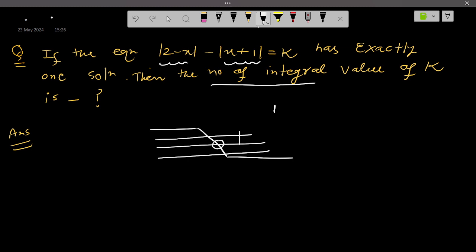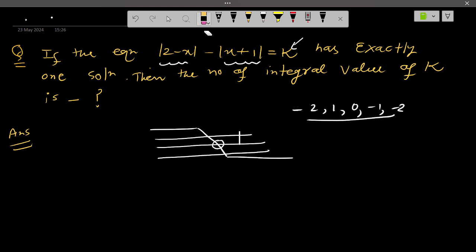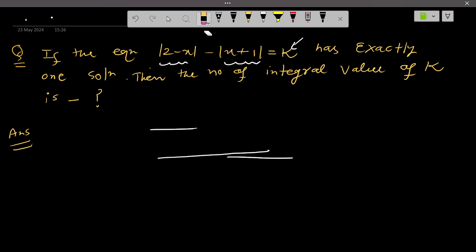So the k values are 2, 1, 0, minus 1, minus 2. All these 5 values are possible. So if you write 5 values here, you will get exactly one solution, and that is the solution of this question. Now the thing is, sir, how to draw this kind of curve? That is the biggest question, and I think a bigger one. So I am trying to break it down, and I am sure you will be able to draw this kind of curve. The same kind of question is also present in NCERT, as I said already.